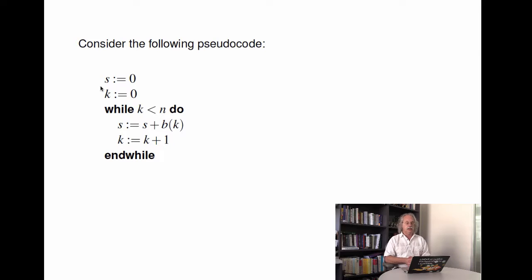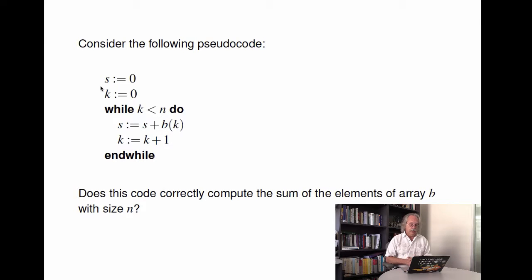Welcome to week 2, in which you're going to learn how to prove programs correct. So, to get things started, consider the following pseudocode. It's a very simple code, and the question you may want to ask yourself is, does this code correctly compute the sum of the elements of array B with size n?